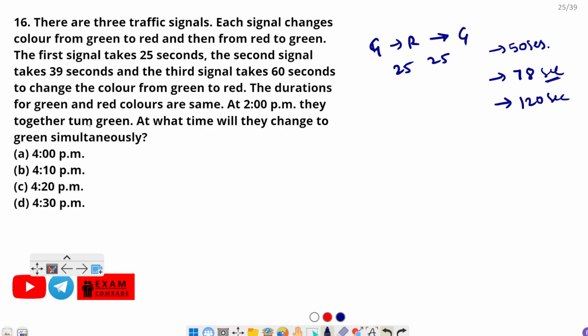What is it asking? The duration for the red colors are the same. At 2 p.m. they together turn green. At what time will they change to green simultaneously? We need to take the LCM of these, 50, 78 and 120. Take 10 common: 5, 78, 12.